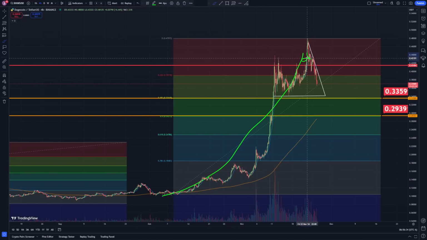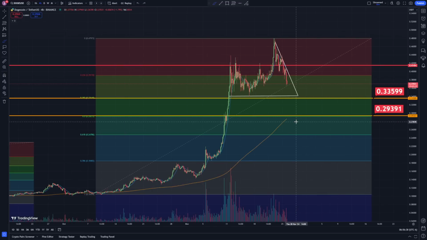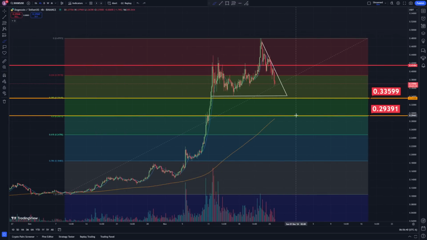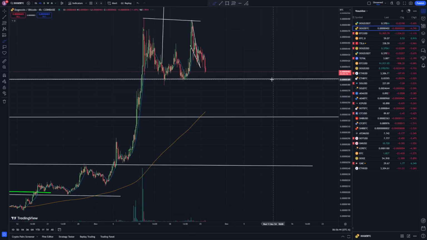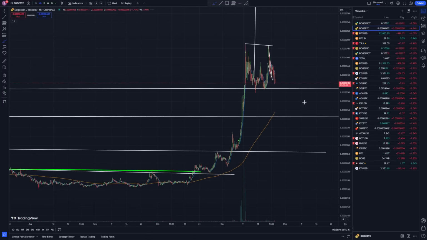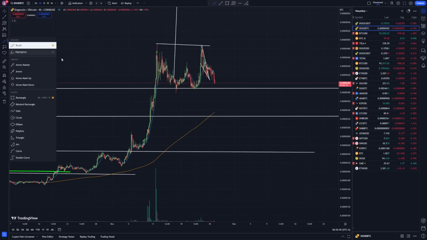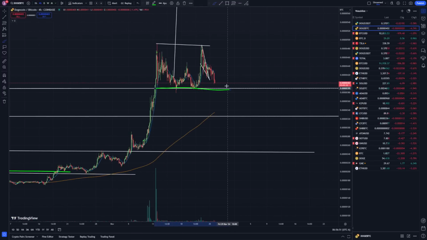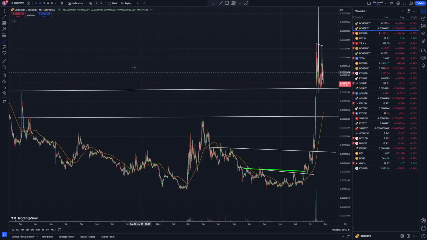Let's see how far it's going to go down, basically. So yeah, that's basically what I'm looking at on Dogecoin right now. Let's take a look at Dogecoin and Bitcoin and see how that's performing. We're still above this previous resistance right here. I've been talking about this on this channel for a while.